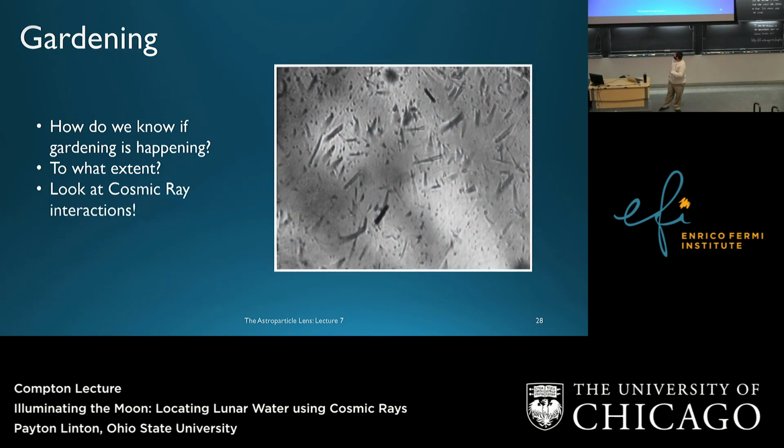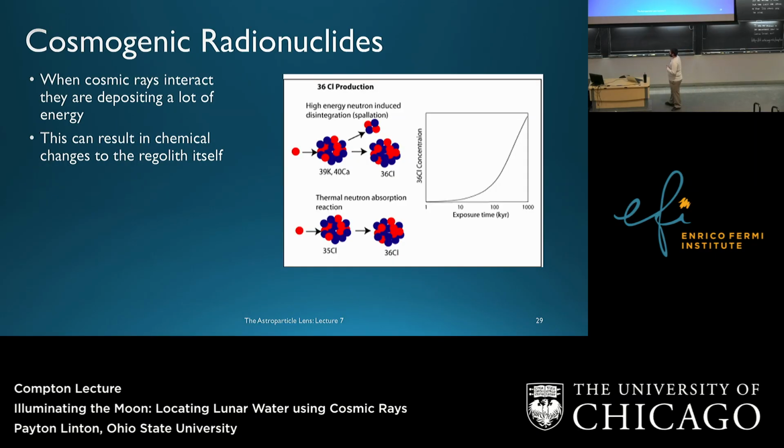And so how do I prove to you that gardening is happening? How do I prove to you that it happens at the rate that it does? Well, we can look at cosmic rays. Cosmic rays give us information about the history of the moon, and this can give us information about the rate at which gardening happens. So remember at the beginning of the talk, I mentioned cosmic rays will spallate with materials and form these cosmogenic radioactive materials.